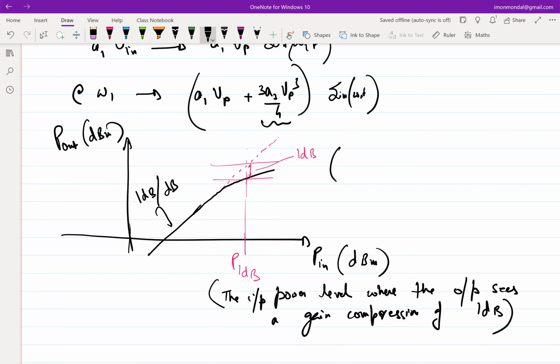So if somebody tells you my P1 dB is 0 dBm, that does not mean that you can apply an input at 0 dBm and still expect the output to be okay. The output is already nonlinear. Which essentially means that you probably will have to apply a few dBs below the P1 dB level to make sure that your system works, right?